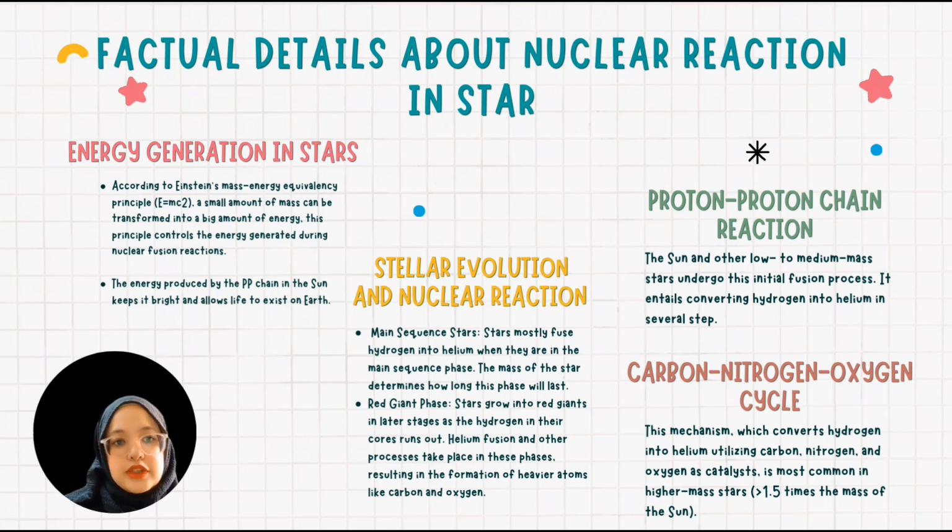Next is the proton-proton chain reaction. The Sun and other low to medium mass stars undergo this initial fusion process. It entails converting hydrogen into helium in several steps. The last is the carbon, nitrogen, oxygen cycle. The mechanism which converts hydrogen into helium utilizes carbon, nitrogen, and oxygen as catalysts. It is the most common in higher mass stars, more than 1.5 times the mass of the Sun.